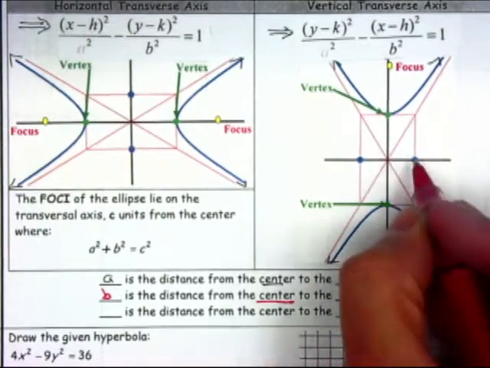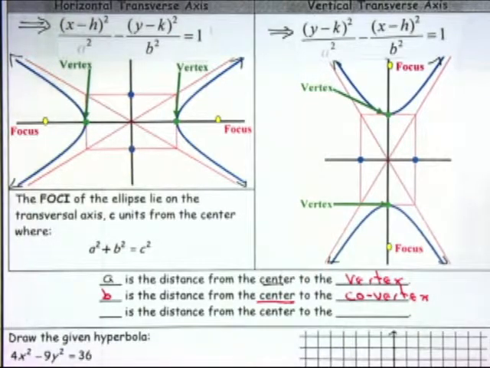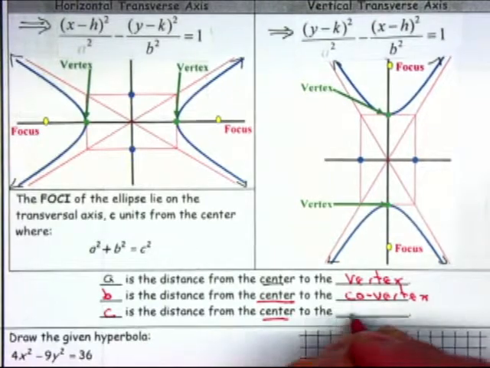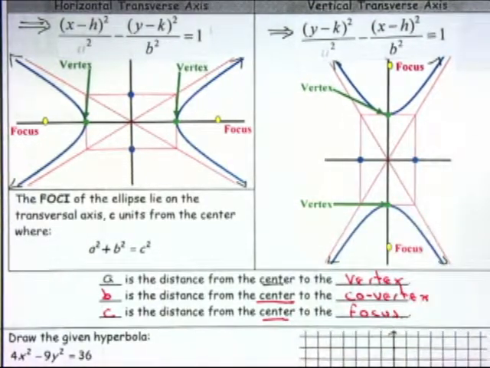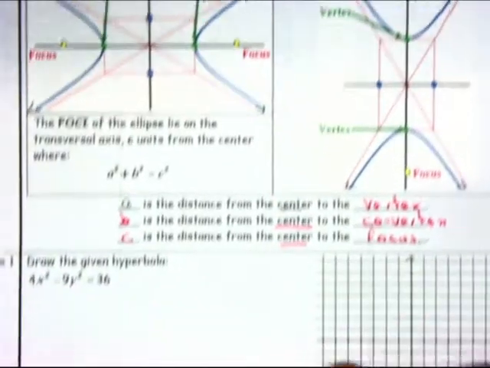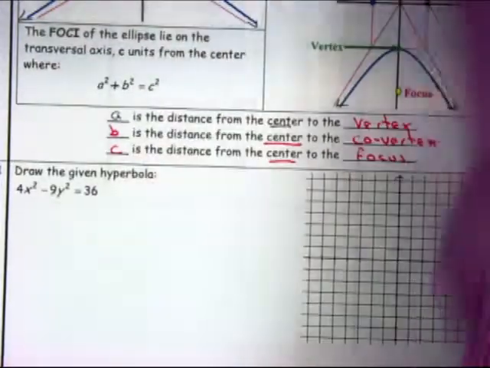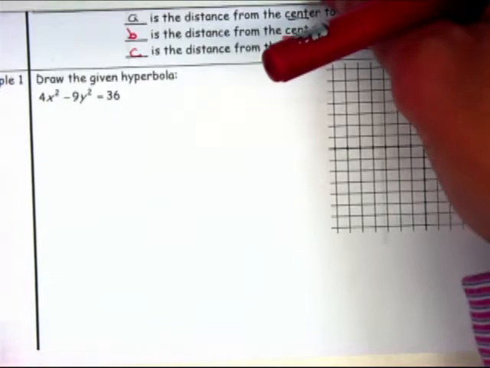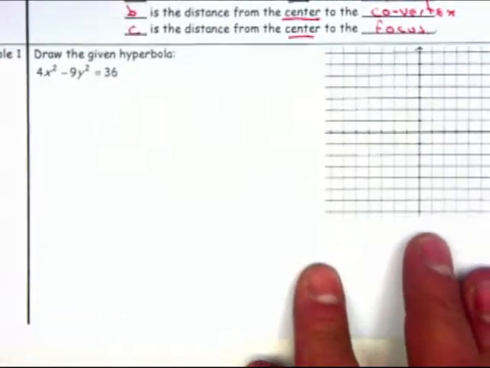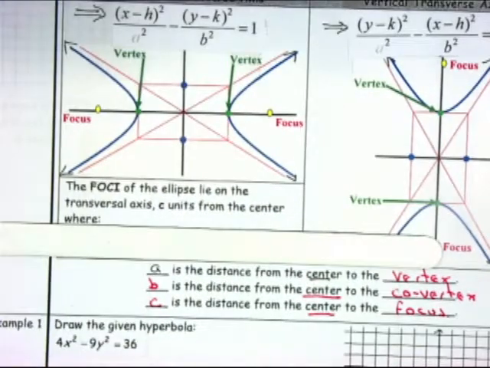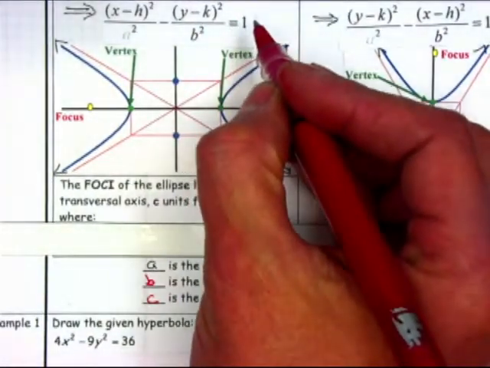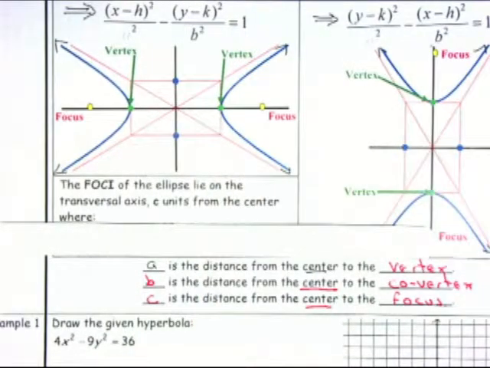Things that you need to keep in mind is that a is the distance from the center to the vertex. b is the distance from the center to the covertex, even though it's not part of the graph, but we're just going to call it covertex for now. And c is the distance from the center to the focus. So from the center over to the focus.